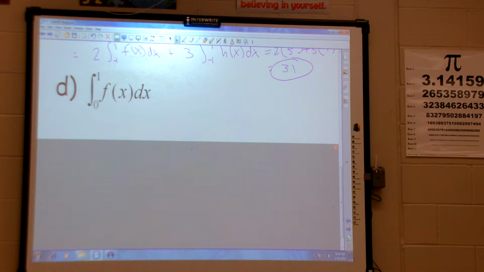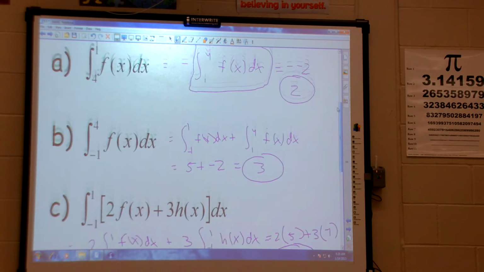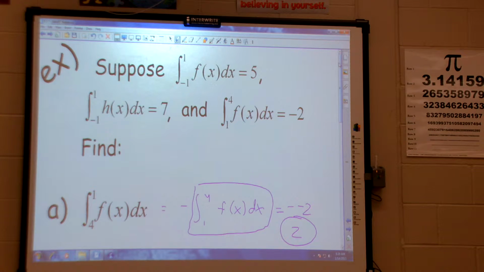The integral from 0 to 1 of f of x dx. What do I do? Would you do the integral from -1 to 1 of f of x dx plus 1 to... Nope, you can't show it. I literally just want to find from 0 to 1. You divide it by 2. That's what I was hoping somebody would say. Because that's the reason I'm giving you this problem.